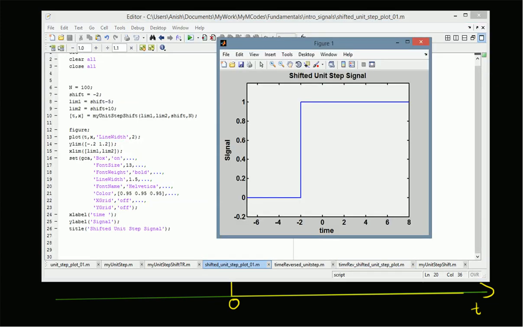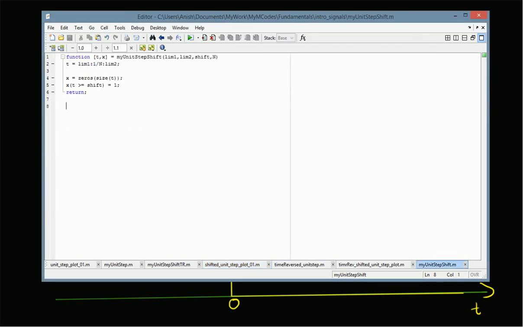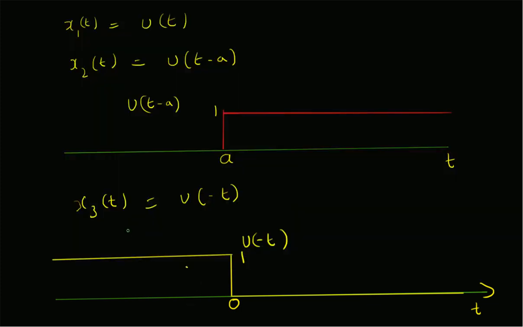We have my unit step shift function, where we define the function such that the value of the signal is equal to 1 only for t greater than or equal to the shift value. So that's a shifted version of the unit step signal. Now in the second case, we have the time reversed unit step signal, u of minus t. That means the value of the signal is equal to 1 only from minus infinity to, for example, 0 for this u of minus t. So this also is verified.